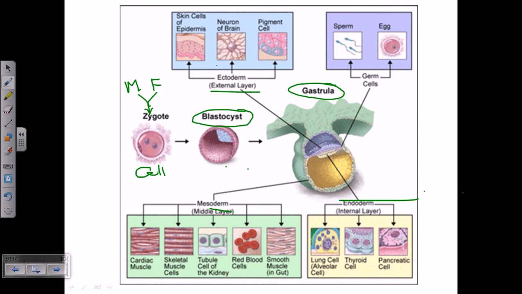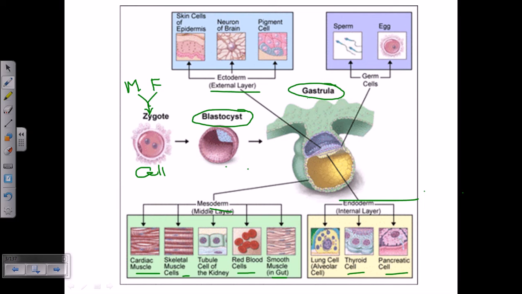The ectoderm layer will give rise to skin cells or epidermis, neurons of the brain, and also pigments. On the other hand, the mesoderm will give rise to the middle tissues, like cardiac muscle, skeletal muscle, red blood cells, and smooth muscles in the gut. And finally, the endoderm will give rise to thyroid cells, pancreatic cells, and these different organs inside our body.